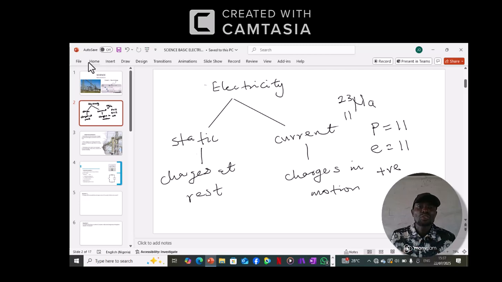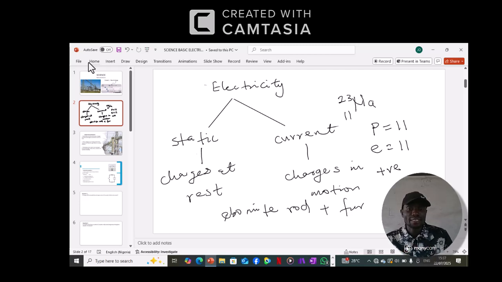Like when you rub ebonite rod. I want to believe that you have been taught ebonite rod and fur. When you rub the two together, electrons will transfer from the ebonite rod to the fur. You understand? Okay, so that is static electricity.